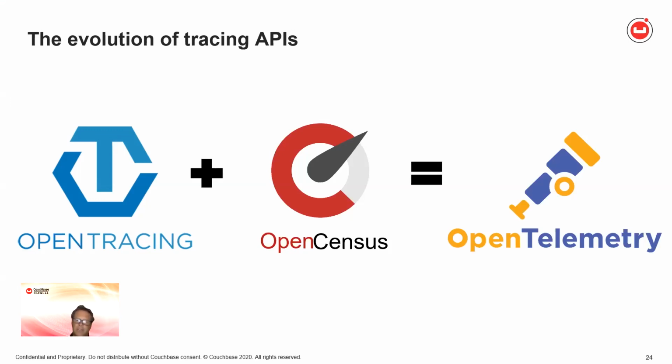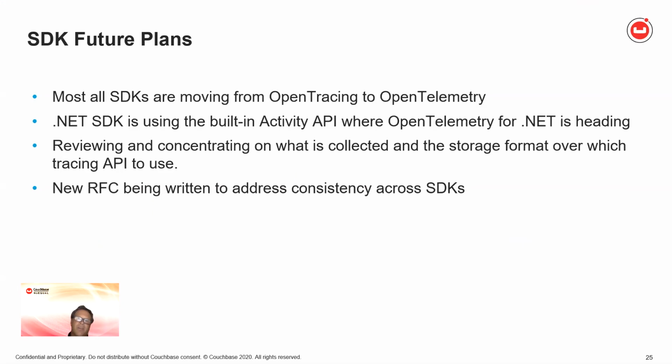So what direction is the SDK going to go? We're going to move to OpenTelemetry. It's going to happen. It's going to take a little time. I think currently in SDK 3, most of the applications support OpenTracing only, but they will eventually support OpenTelemetry, and that's the API that we're going to default to. .NET has a caveat because it has a built-in activity API that is basically what OpenTelemetry exposes.